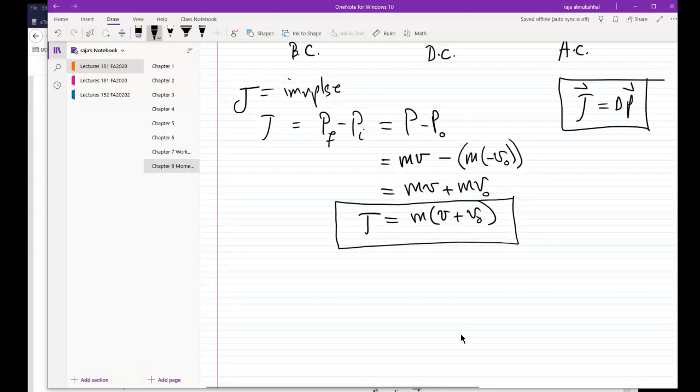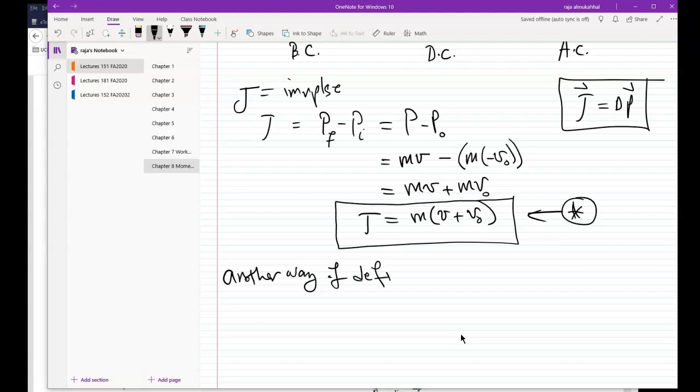So that's the first definition. I'll come back to it in a second. Make it star. Another way of defining impulse. Another way of defining it is to look at DC.